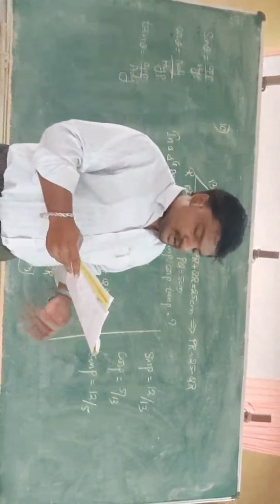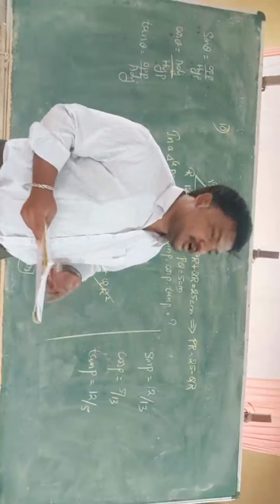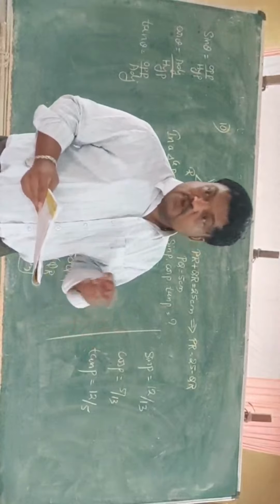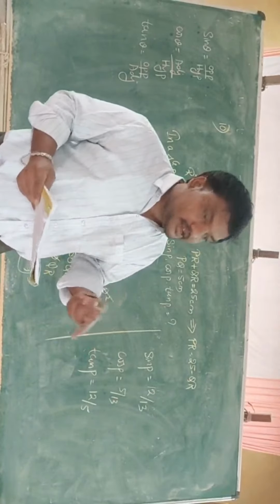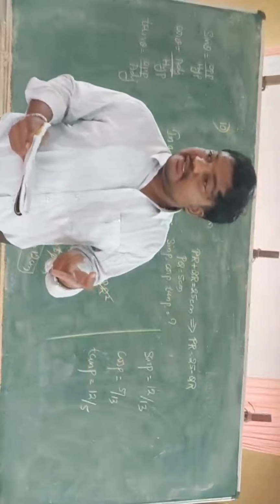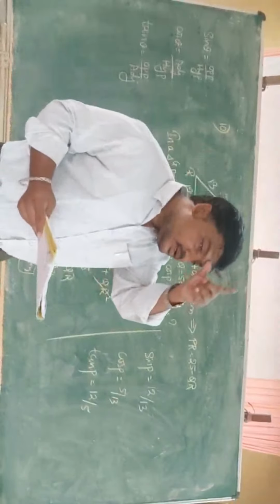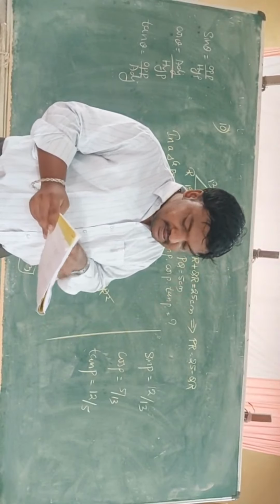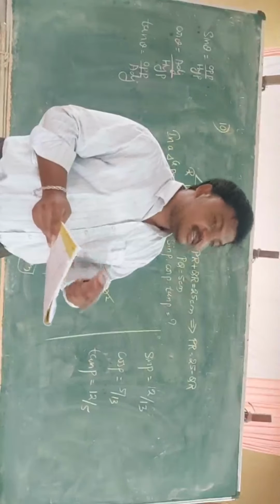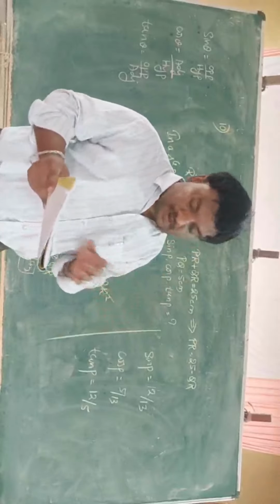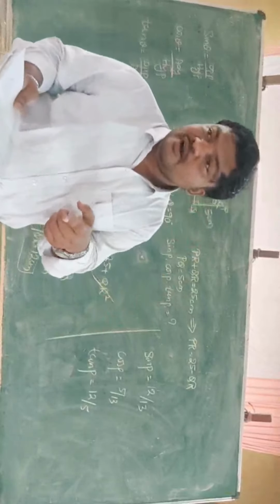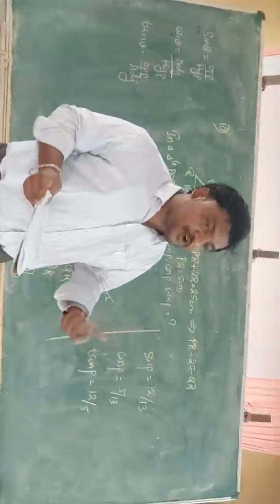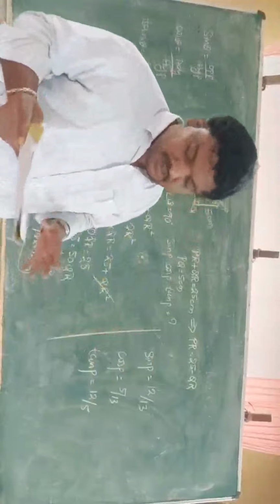Cos A is the abbreviation used for the cosecant of angle A. No. Sine, cosine, cos, tangent, tan, cotangent, cot, cosecant, cosec. But here they said cosecant is the abbreviation used for cos. No, it's wrong. Cos is the abbreviation used for which one? Cosine. Cos is the abbreviation used for cosine. So this one is false.